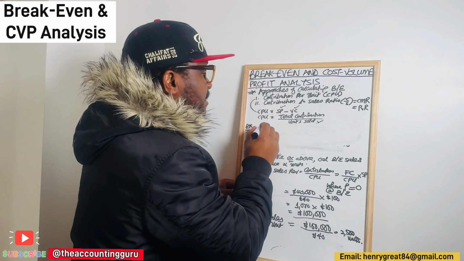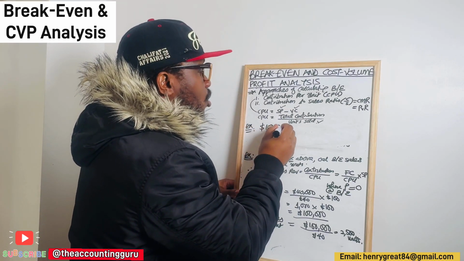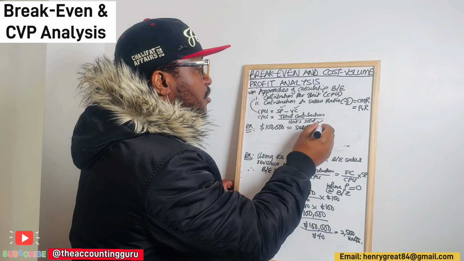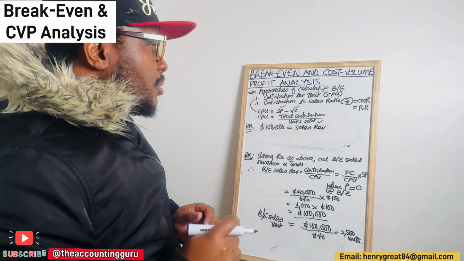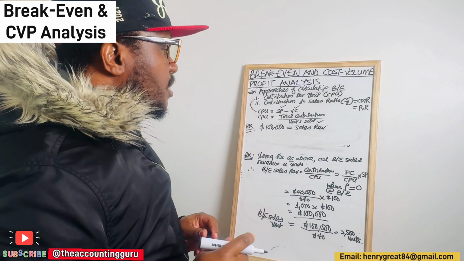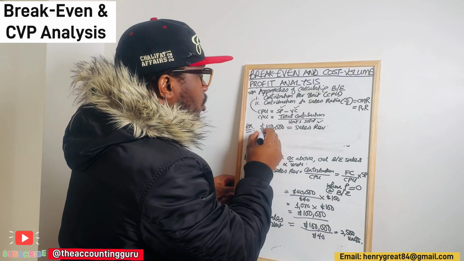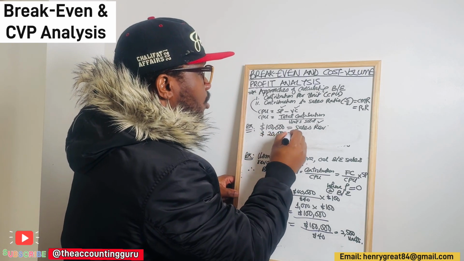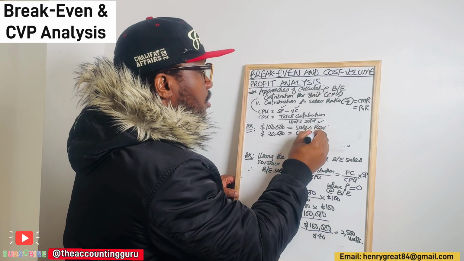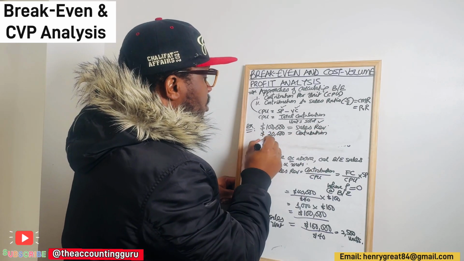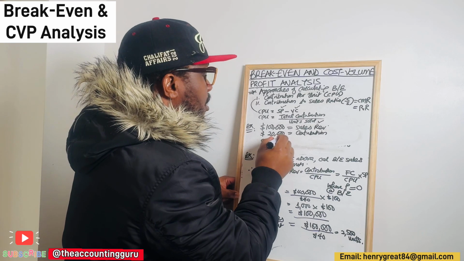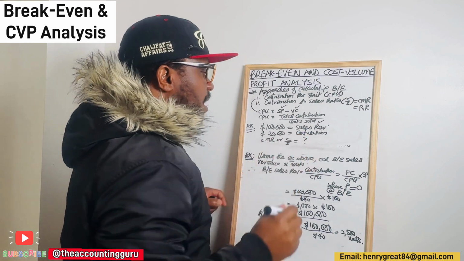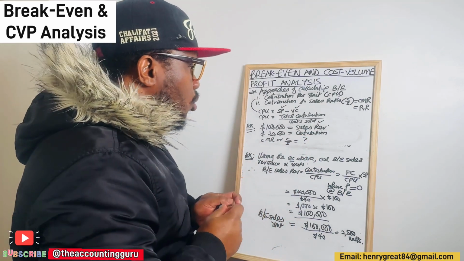Let me give you an example. Let's assume that sales revenue is $100,000. This is sales revenue, $100,000. Sales revenue is $100,000, and you are told also that contribution is, say, $20,000. This is contribution. If this is contribution, the questioner is asking, calculate CMR, which can also be called contribution to sales ratio. Calculate it.